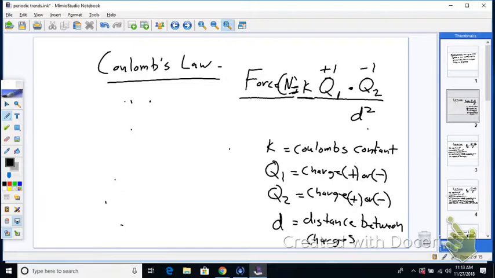This force is N, what do you think N stands for? Newtons. So that N is newtons, and newtons is a way to measure force. And then this would be equals, of course. That whole thing equals.